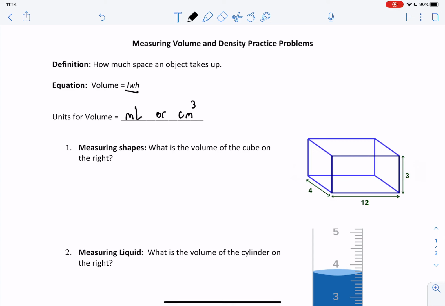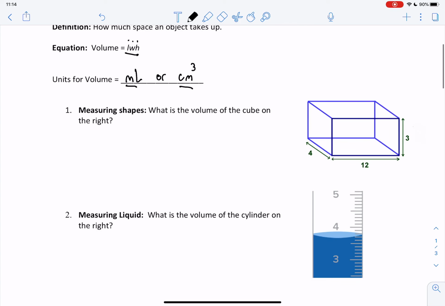Because we're taking the length, the width, and the height, and multiplying them all together, those centimeters times three times is going to be cubed. So those are the two main units we're going to be using for volume. If you see any numbers with those units, that's its volume.